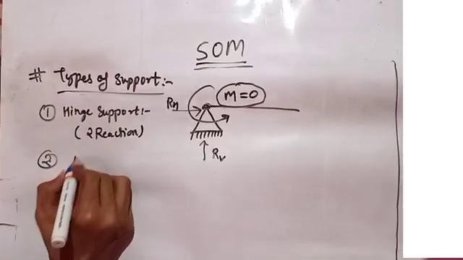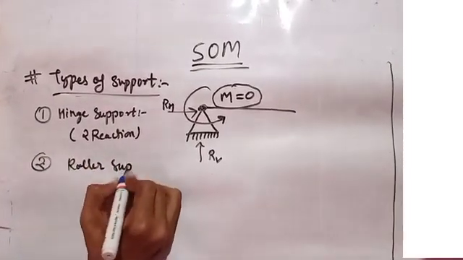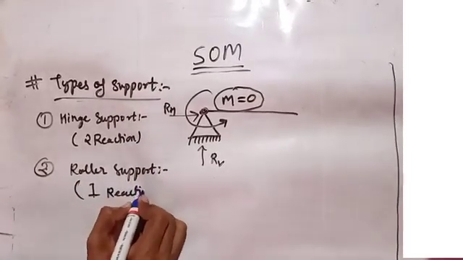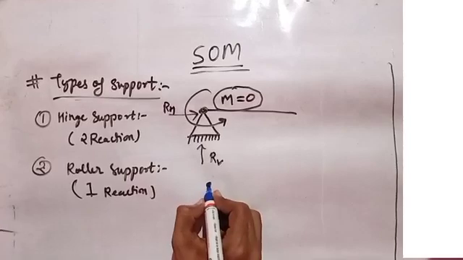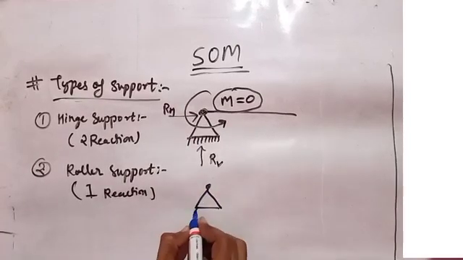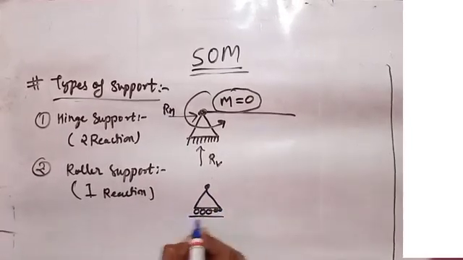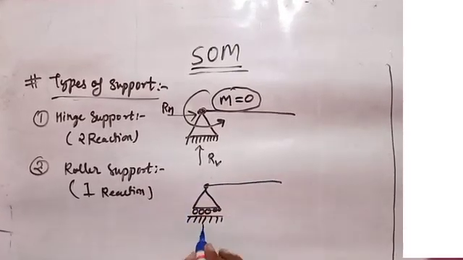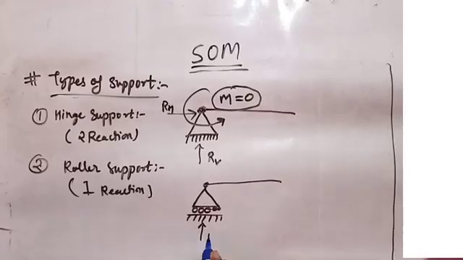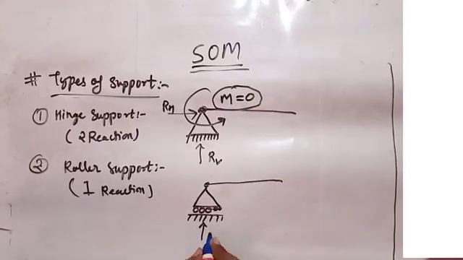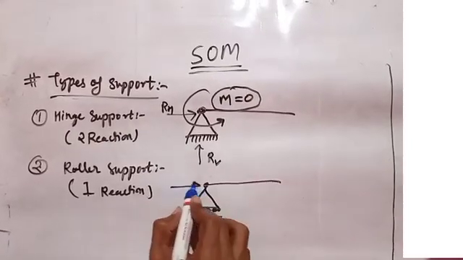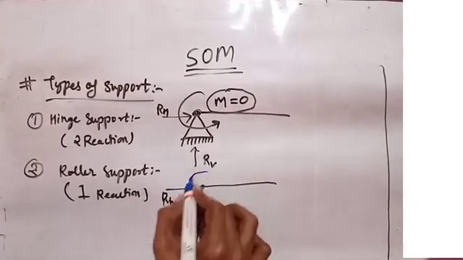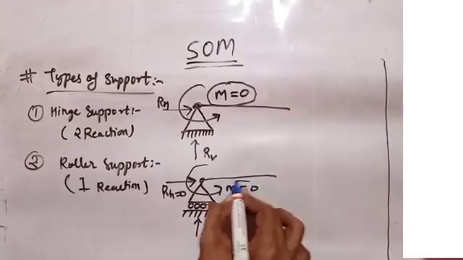Second, roller support. Here one reaction acts, and the diagram is like this. We have wheels here. Vertical reaction RV, horizontal reaction RH equals to 0, and movement M is also equals to 0.